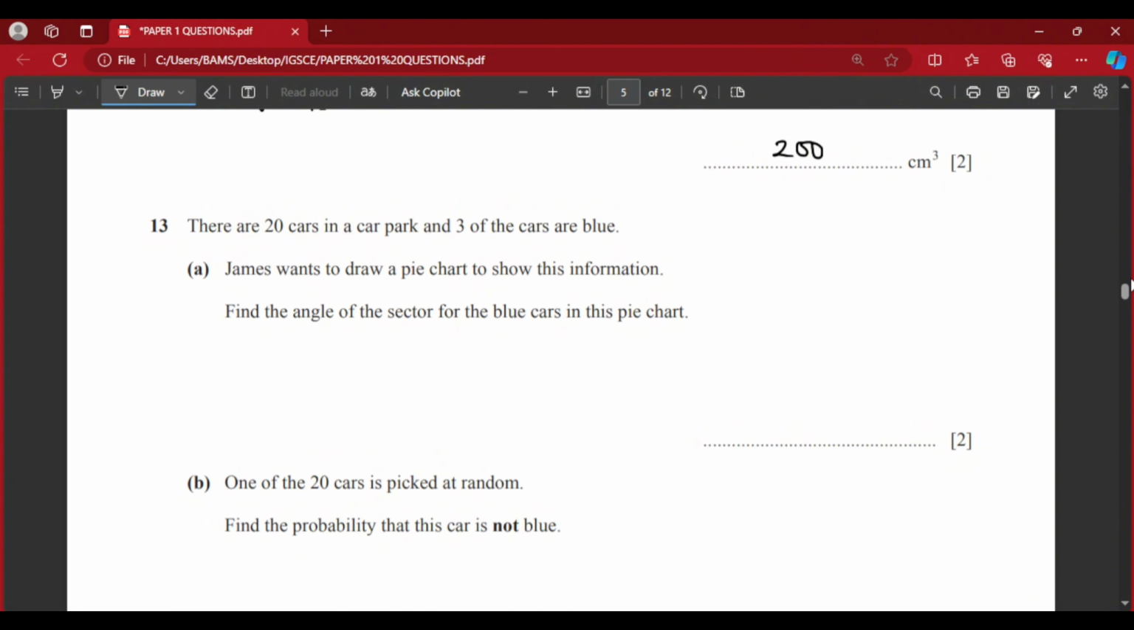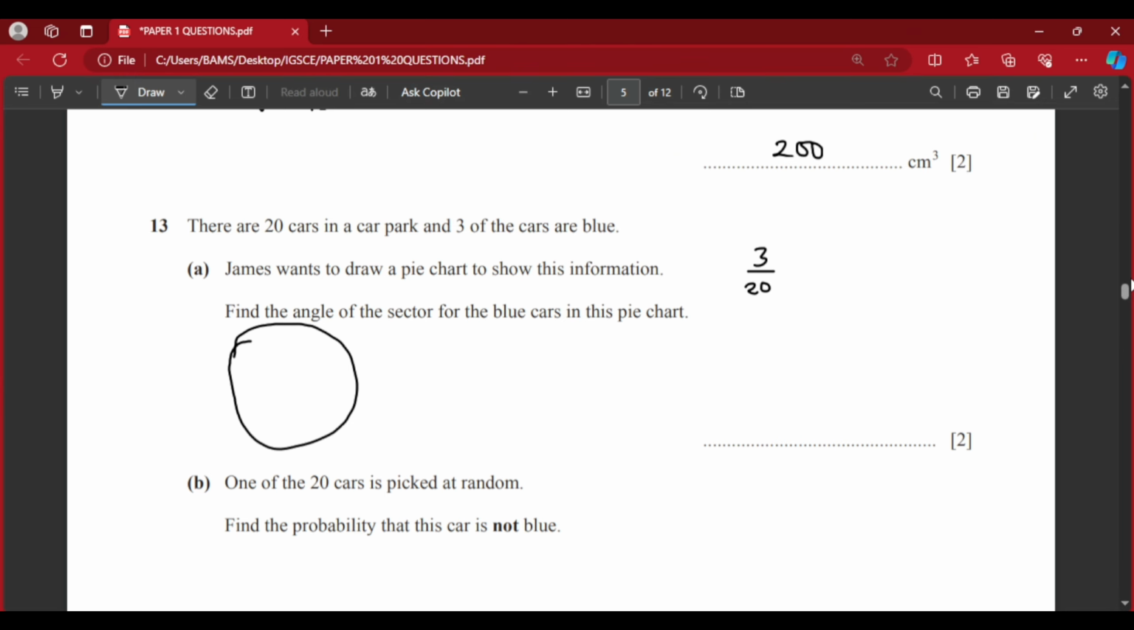Okay, so let's move to question 13. All right, so there are 20 cars in a car park, and three of the cars are blue. James wants to draw a pie chart to show this information. Find the angle of section for the blue car in the pie chart. So let's suppose we have a pie chart. Okay, so we have a pie chart here, and 3 out of 20 is blue. So 3 out of 20 cars are blue.